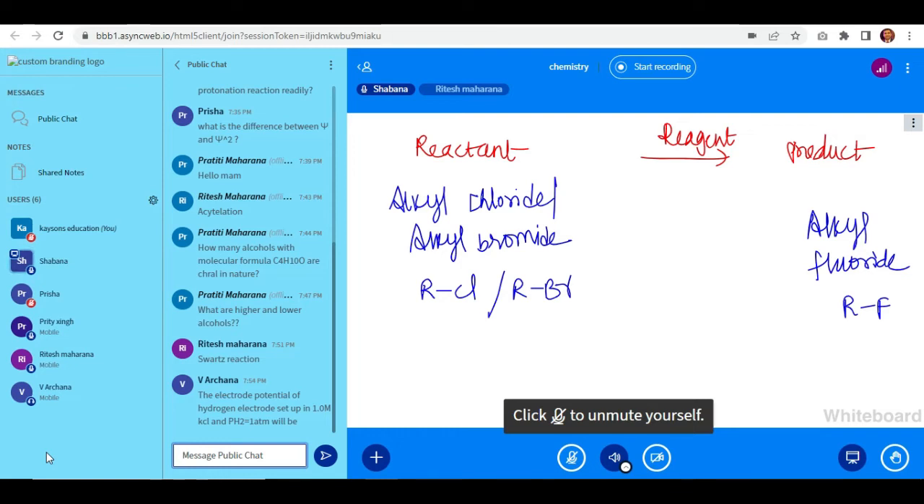Because you are adding some reagent which has fluorine in it, like silver fluoride, or mercurous fluoride, or tin fluoride. So these you are adding. So you are taking a heavy weight alkyl halide and you are making it into a fluoride.